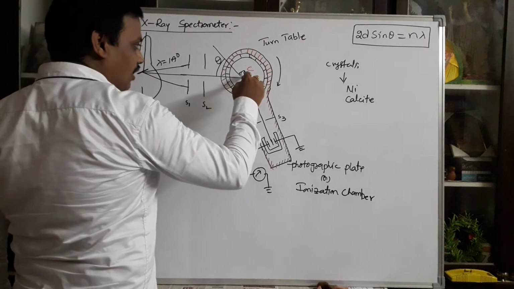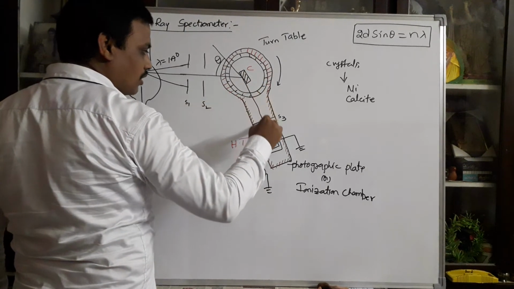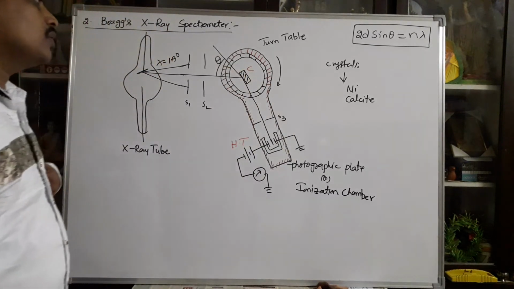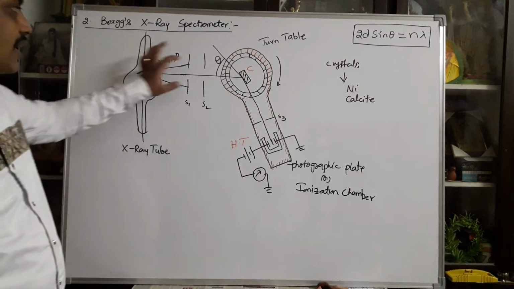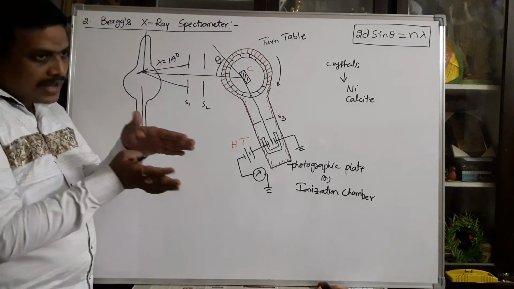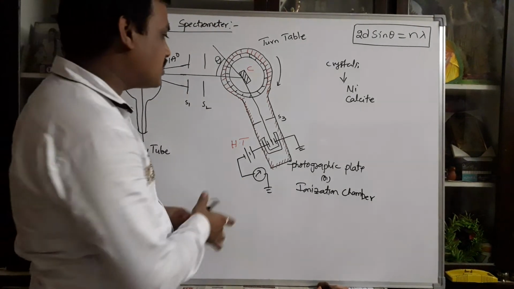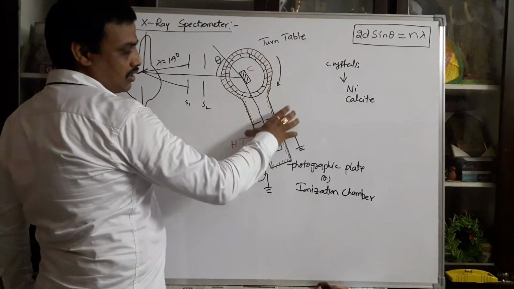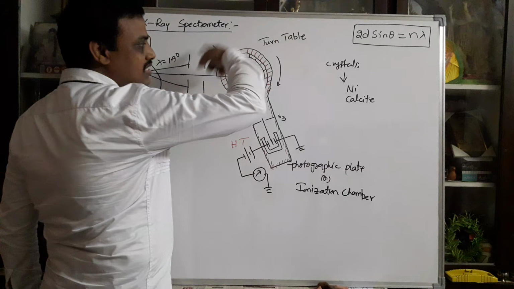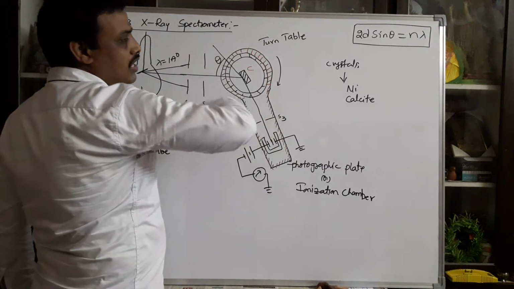The reflected X-rays are incident on the photographic plate by passing through the slit S3. At that condition, the glancing angle can be measured as theta. For a particular small angle, the arm carrying the circular crystal is rotating. This arm can be rotated through 360 degrees at any condition.